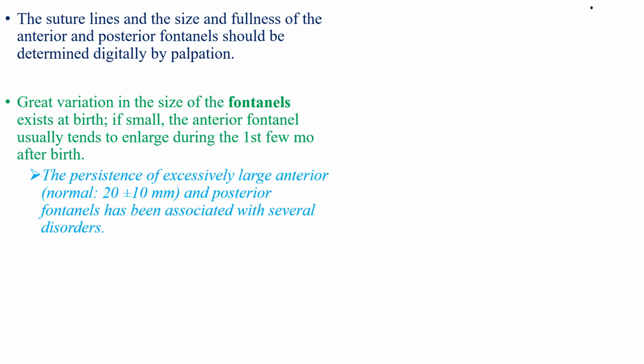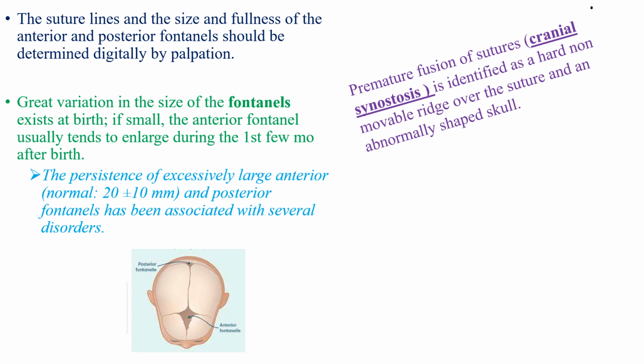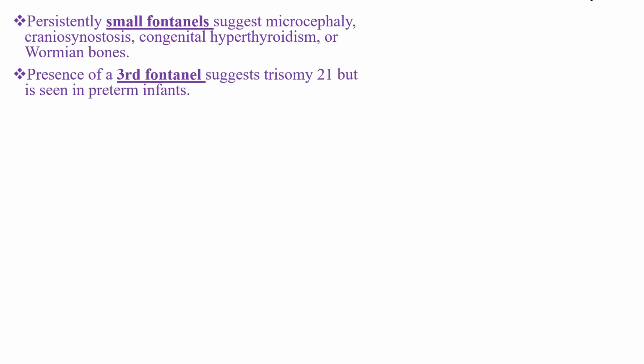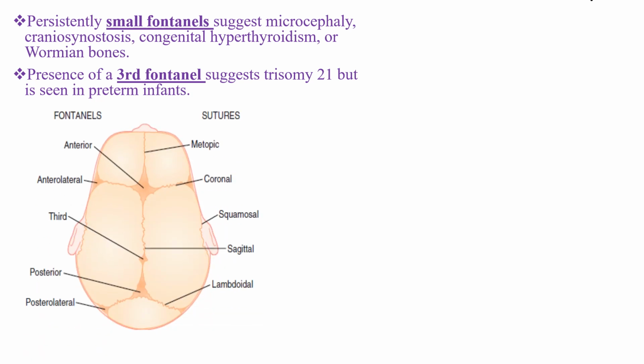The persistence of excessively large anterior and posterior fontanelles has been associated with several disorders. Premature fusion of sutures, craniosynostosis, is identified as a hard, non-movable ridge over the suture and an abnormally shaped skull. Persistently small fontanelles suggest microcephaly, craniosynostosis, congenital hyperthyroidism, or Wormian bones. Persistence of a third fontanelle suggests trisomy 21, but it is also seen in premature infants.